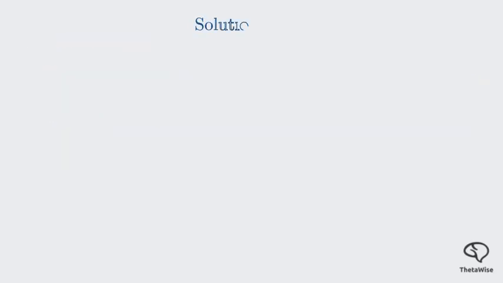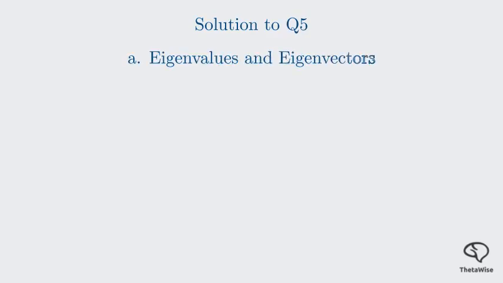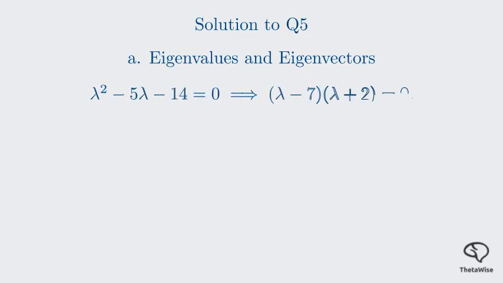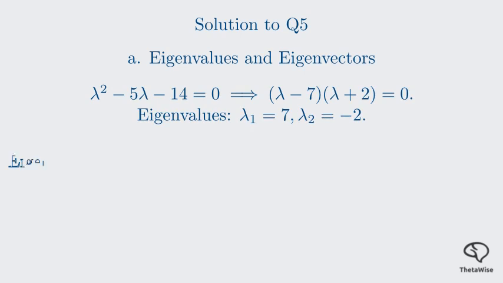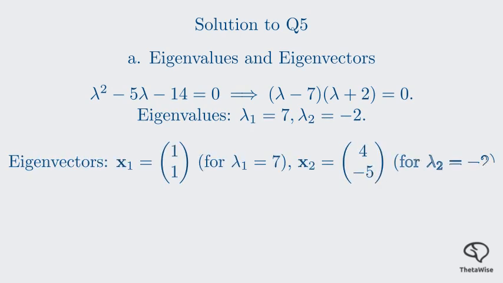Let's solve the comprehensive final problem. Part A, finding eigenvalues and eigenvectors. The characteristic equation is lambda squared minus 5 lambda minus 14 equals 0. This factors into (lambda minus 7) times (lambda plus 2) equals 0, giving eigenvalues lambda 1 equals 7 and lambda 2 equals negative 2. The eigenvectors are x1 equals (1, 1) and x2 equals (4, negative 5).